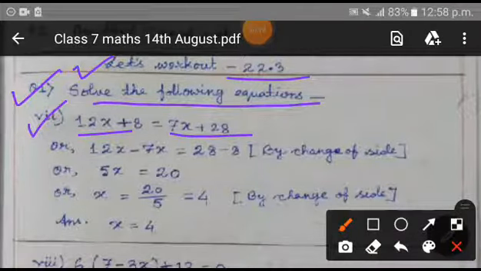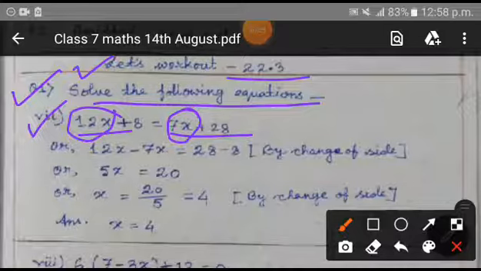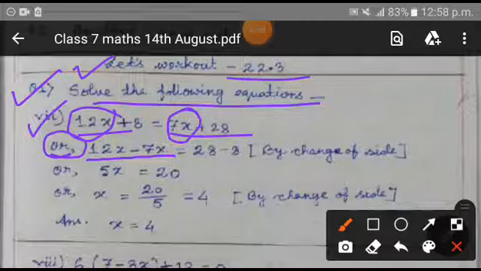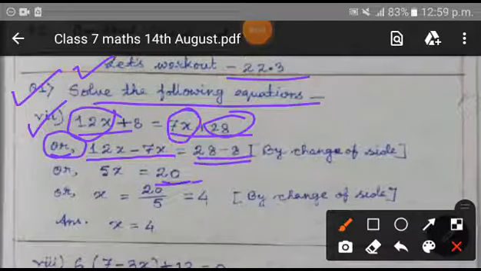Now this 12x and 7x, both are variable terms. So what I am going to do is separate the constants and the variables and write them separately. In the next step you will write 12x - 7x on one side. Now writing all the constant terms together, 28 - 8. So 28 - 8 is 20 and 12x - 7x is 5x. So after that you are getting 5x = 20.